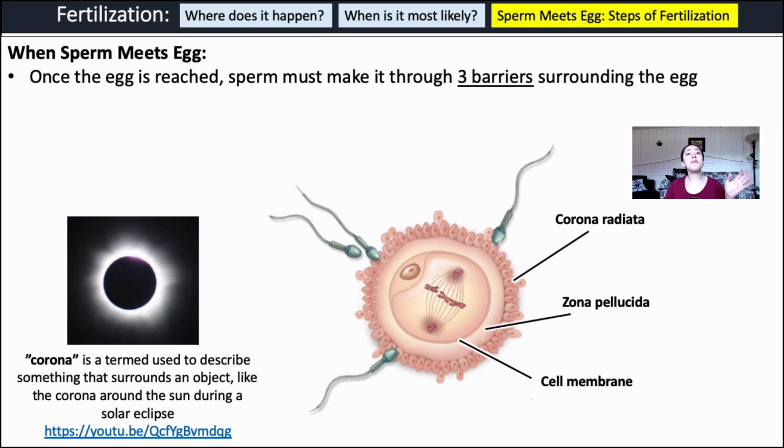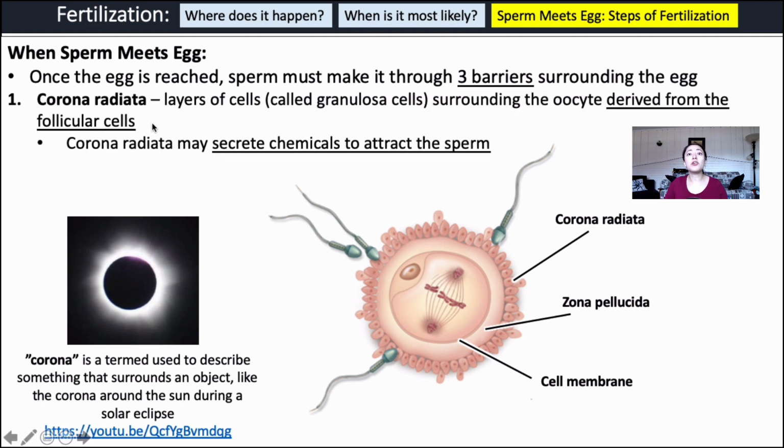So what actually happens when the sperm meets the egg? Once the egg is reached, the sperm must make it through 3 barriers that are surrounding the egg. The outermost barrier is called the corona radiata, and it's shown here in this image. It's a layer of cells, actually called granulosa cells, surrounding the oocyte, and these are derived from the follicular cells.